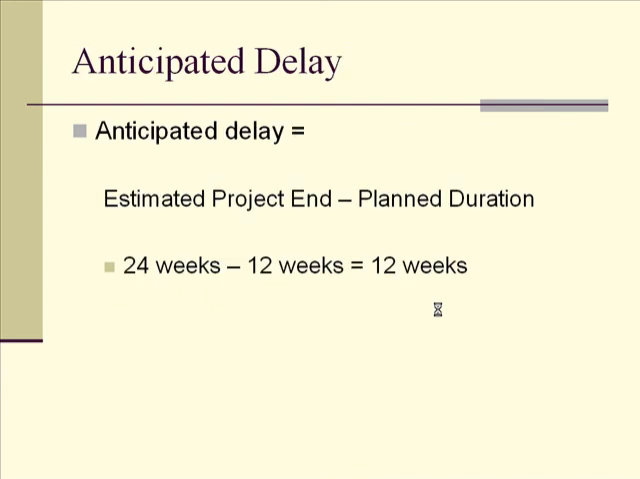Now to calculate the anticipated delay, subtract planned duration from estimated project end. As we just calculated, the estimated project end is 24 weeks, and the planned duration is 12, giving us 12 weeks again.